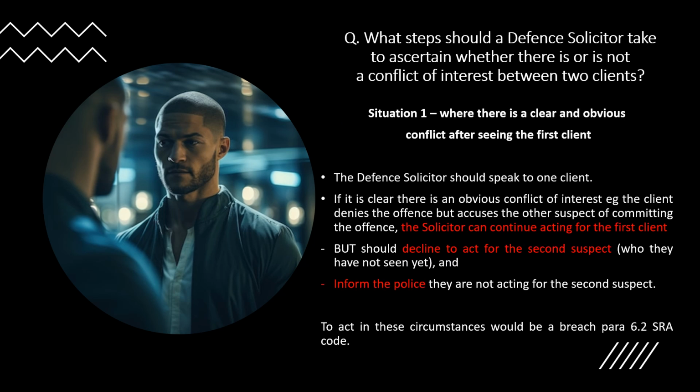Question: what steps should a defence solicitor take to ascertain whether there is or is not a conflict of interest between 2 clients? I'm giving a couple of situations, but here's situation 1. Where there is a clear and obvious conflict after seeing the first client, the defence solicitor should speak to one client. If it is clear there is an obvious conflict of interest, e.g. the client denies the offence but accuses the other suspect of committing the offence, the solicitor can continue acting for the first client but should decline to act for the second suspect who they have not yet seen and inform the police they are not acting for the second suspect. To act in these circumstances would be a breach of code.